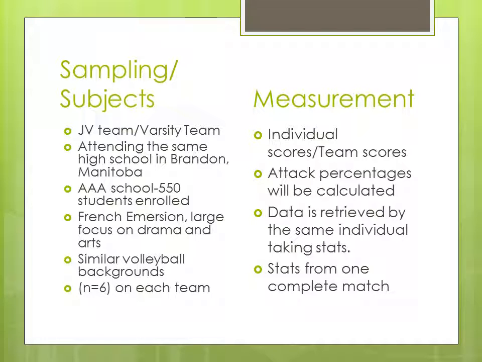For the sampling and subjects of this study, data will be collected from the attack scores obtained from a JV girls volleyball team compared to a varsity girls volleyball team. Typically, a JV girls team consists of grade 9 and grade 10 players, and a varsity girls volleyball team consists of grade 11 and grade 12 players, and that is the case for these two teams. Both teams are made up of students attending the same high school in Brandon, Manitoba. This high school is a AAA school, which has approximately 550 students enrolled.